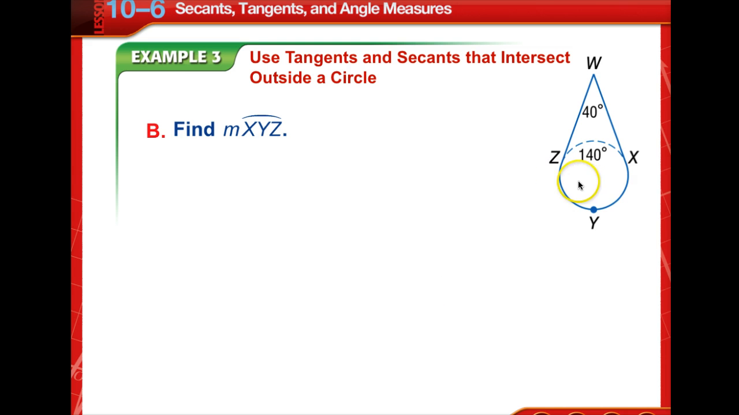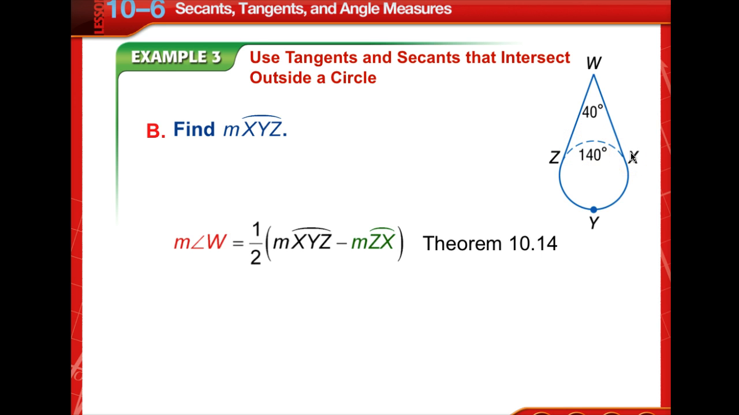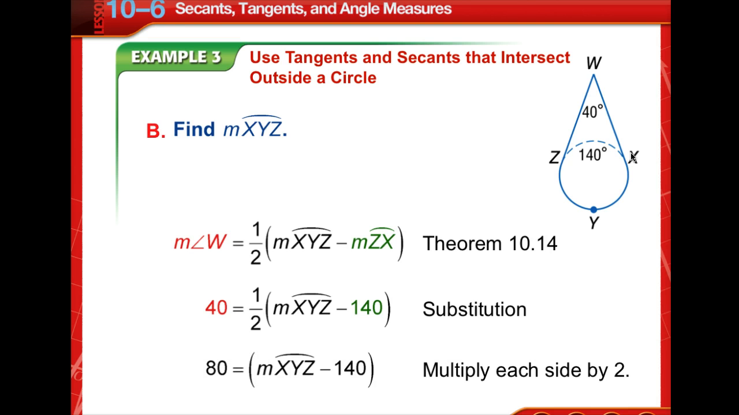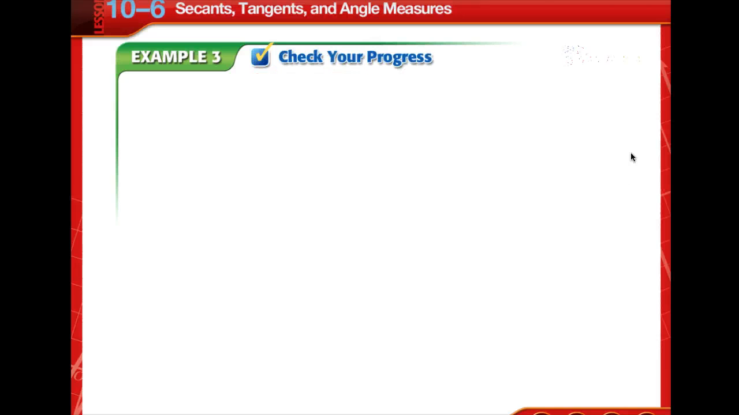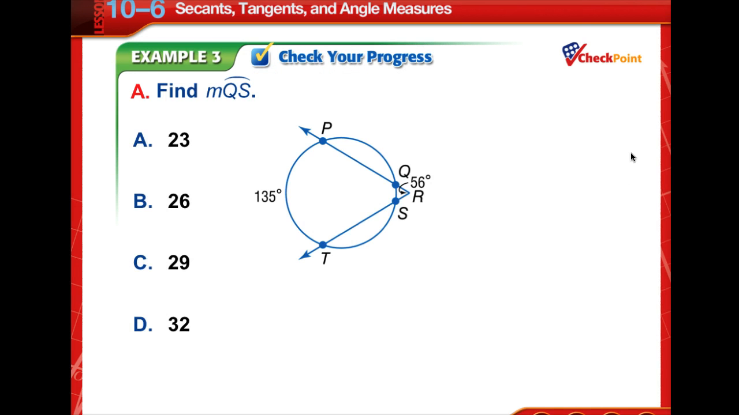Okay? Again, we're to find the measurement of arc XYZ. And we know that the measurement of this angle is equal to 1/2 the difference between this 140 and XYZ. Multiply both sides by 2. Add 140 to both sides. So the measurement of arc XYZ is 220. Okay, time for you to practice on your own. Pause the video, then come back and check your progress.